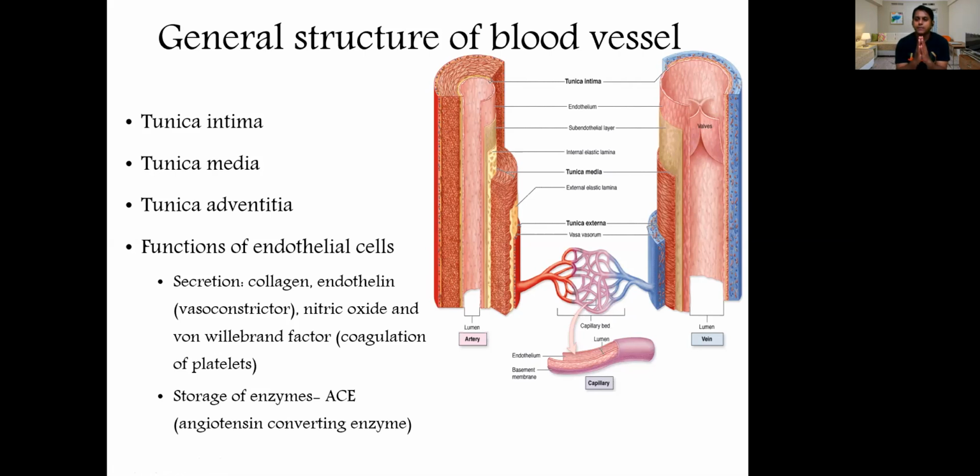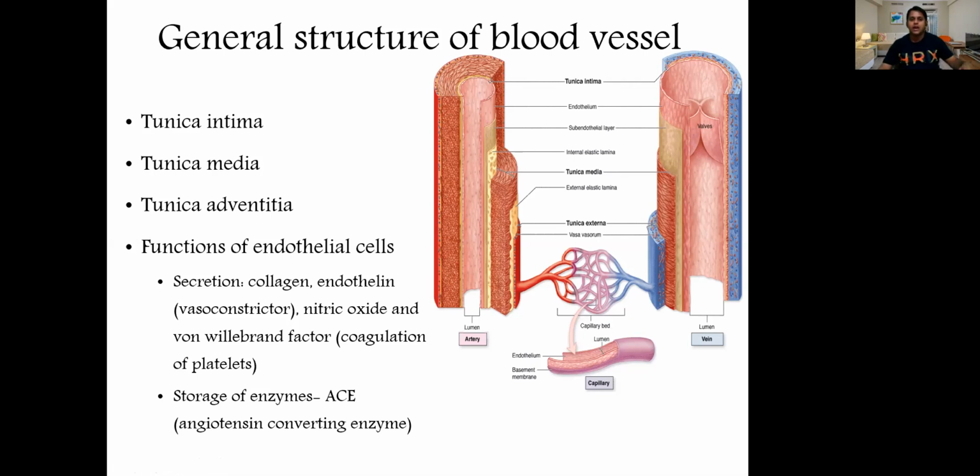Coming to the tunica media, in this picture you can see this section is of the artery and this part is of the vein. Here you can see the tunica media is thicker in this section, which is of the artery, and the tunica media is thin in this section, which is of the vein. Basically the tunica media consists of smooth muscles, elastic fibers, and a few collagen fibers. Depending upon its components, arteries are further classified as elastic arteries or muscular arteries.